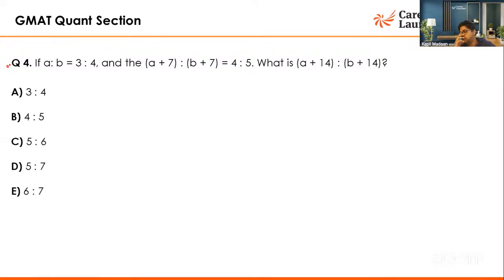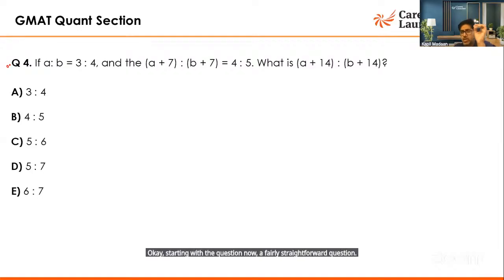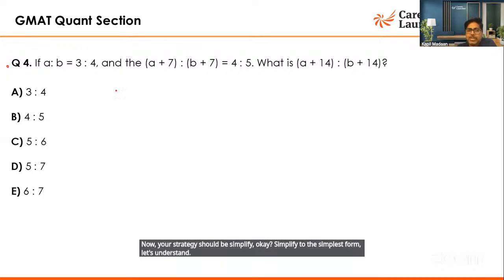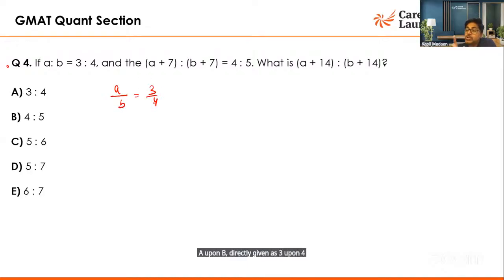Okay, starting with the question now, a fairly straightforward question. Now, your strategy should be simplify. Okay, simplify to the simplest form. Let's understand, what is the question given? A upon B is directly given as 3 upon 4. Now, if the ratio is there, remember, so ratio means for every 3 A's, there are 4 B's.